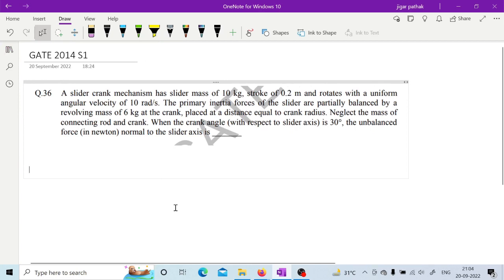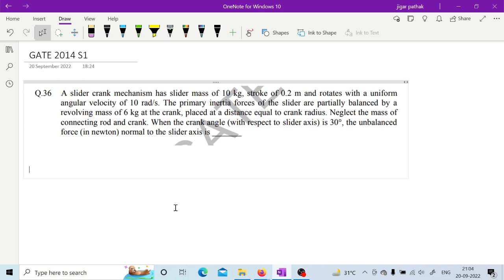slider mass of 10 kg, stroke of 0.2 m, and rotates with a uniform angular velocity of 10 radian per second. The primary inertia force of the slider are partially balanced by the revolving mass of 6 kg at the crank, placed at a distance equal to crank radius. Okay, then neglect the mass of connecting rod and crank. When the crank angle is 30 degree, the unbalanced force normal to the slider axis is.